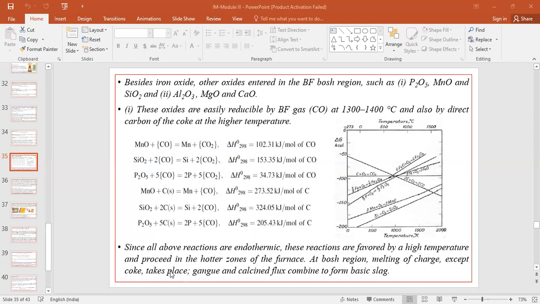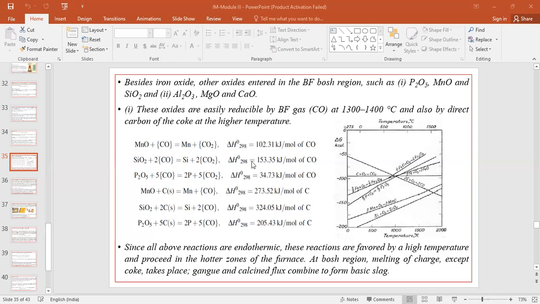Since all the reactions are endothermic in nature, you can see from the delta H values, which are positive. And these are all favored by high temperature, and it happens only at the bottommost part of the blast furnace. Also, if you see the scenario of the burden inside the blast furnace, except coke, the rest of the raw materials undergo softening and melting at high temperatures. So the coke is the only one which is in solid state at a high temperature.